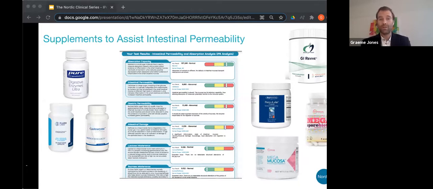So in regards to how you treat the different areas of the report: if absorption capacity is affected, you might want to try a digestive enzyme, something like this one I use quite regularly from Pure Encapsulations, in the top left. Then we have intestinal permeability. The supplements on the right-hand side of this slide, like GI Revive, Permavite, and Mega Mucosa, are multi-ingredient products that I use. Maybe I wouldn't use them with sensitive individuals that have something like mast cell activation syndrome, or react to a lot of things in general.